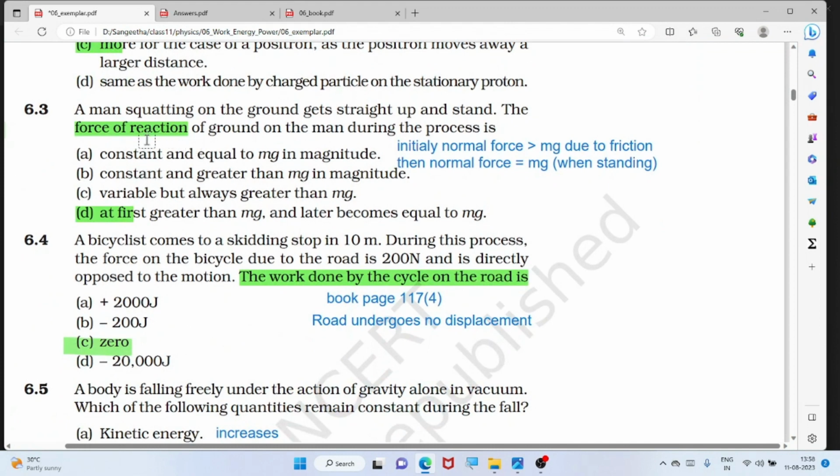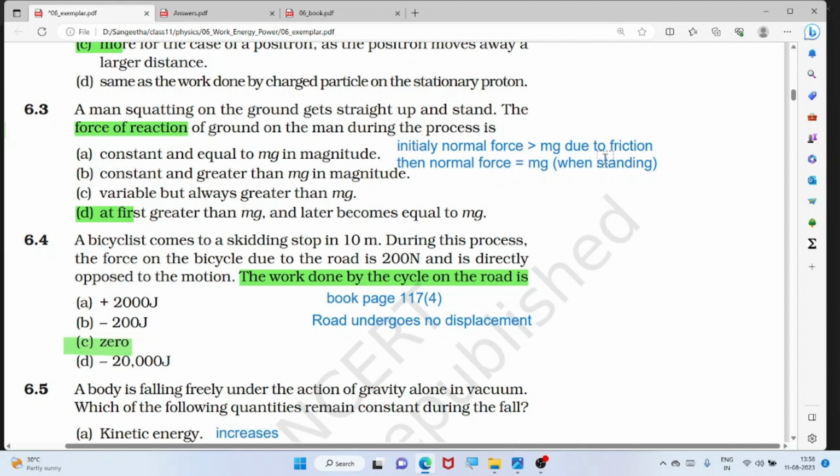A man squatting on the ground gets up from standing. What is the force of the reaction of the ground on the man during the process? Initially it will be more due to friction, but when he stands up, the normal force will be opposite to that of the gravitational force. Initially it will be more.